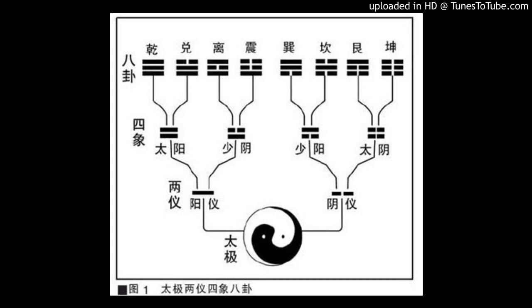Now, we count from the bottom, the third level again. 太阳 is 2 unbroken lines, meaning 2 yang lines. When we put another yang, it will become 3 yang lines. It will become the first trigram, 乾卦. Qian is the name of the first trigram.